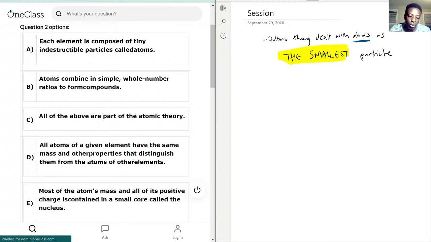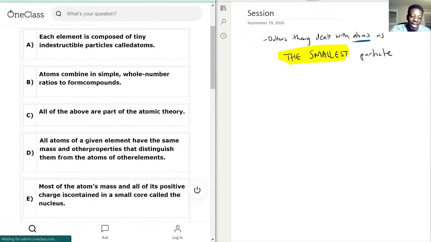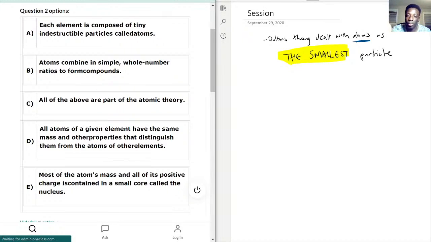Each element is composed of tiny indestructible particles called atoms. He did say that. That is one of his atomic theories. Atoms combine in simple whole number ratios to form compounds. So he knew that if you had, let's say, two chlorine and one calcium, it's a whole number ratio, one calcium, two chlorine. He did say that because they're still dealing with atoms as the smallest particle. It's kind of like baking, mix and match. That's what he was thinking. This option just says all the above are part of the atomic theory. We can skip that one and see if it's true.